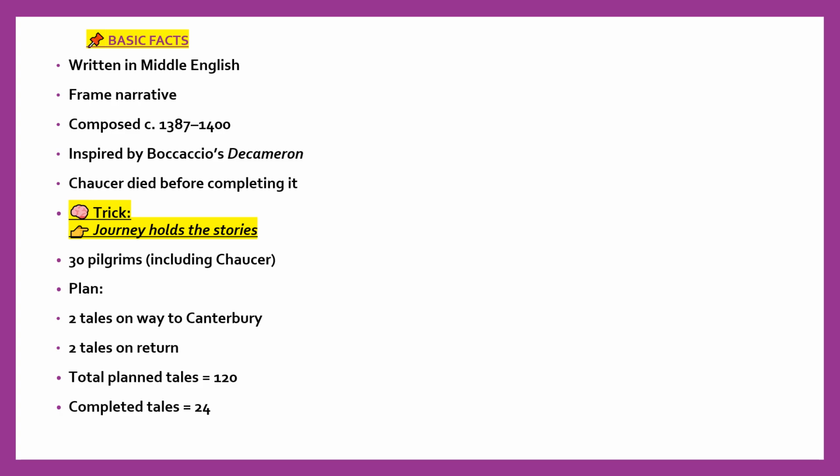The journey holds the stories of 30 pilgrims including Chaucer. He planned 2 tales on the way to Canterbury and 2 tales on the return. Total planned tales were 120, but he only completed 24 tales.